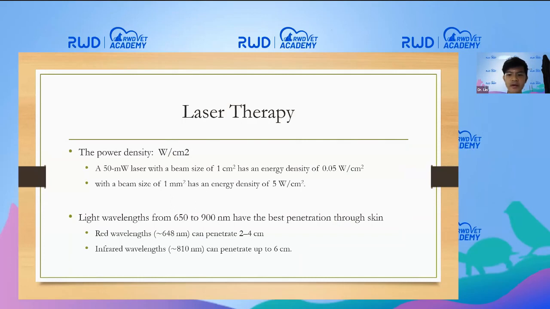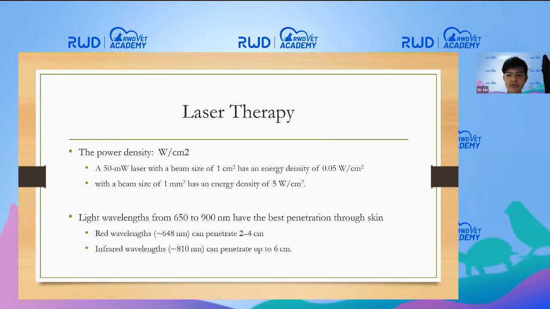For example, a 50 milliwatt laser with a beam size of 1 square centimeter has an energy density of 0.05 watt per square centimeter, whereas the same power laser with a beam size of 1 square millimeter has an energy density of 5 watts per square centimeter. A higher energy density results in deeper energy penetration through skin.